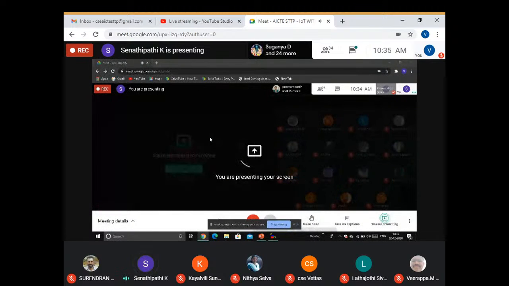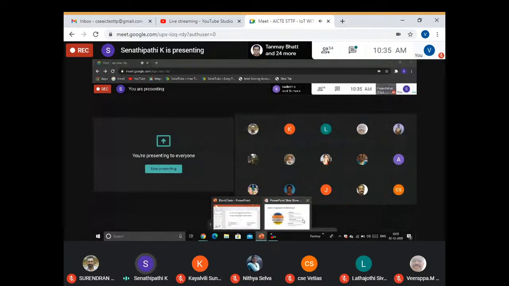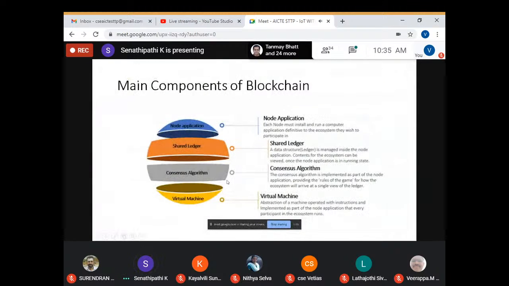Sorry, professors. There was a network connectivity issue. These are the four important components of blockchain. The first one is a node application. Any machine that wants to participate in the ecosystem has to install this computer application. So the node application is nothing but a computer application.